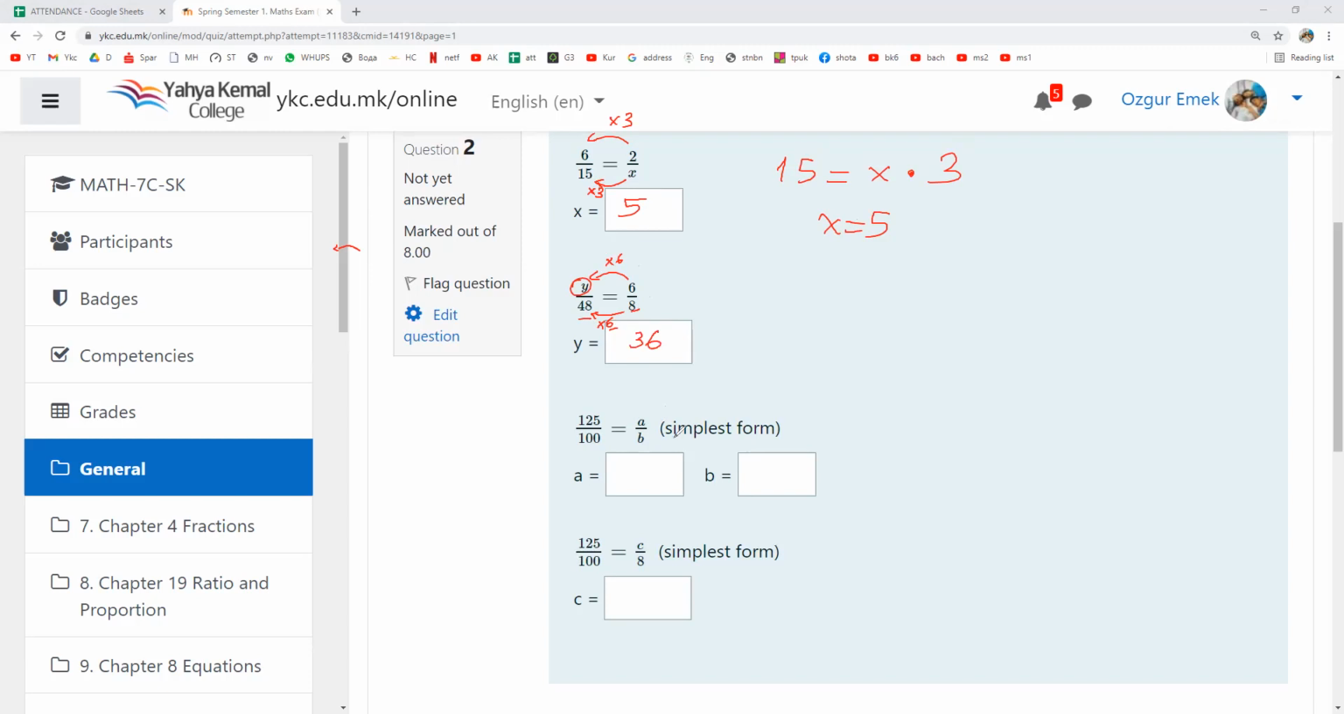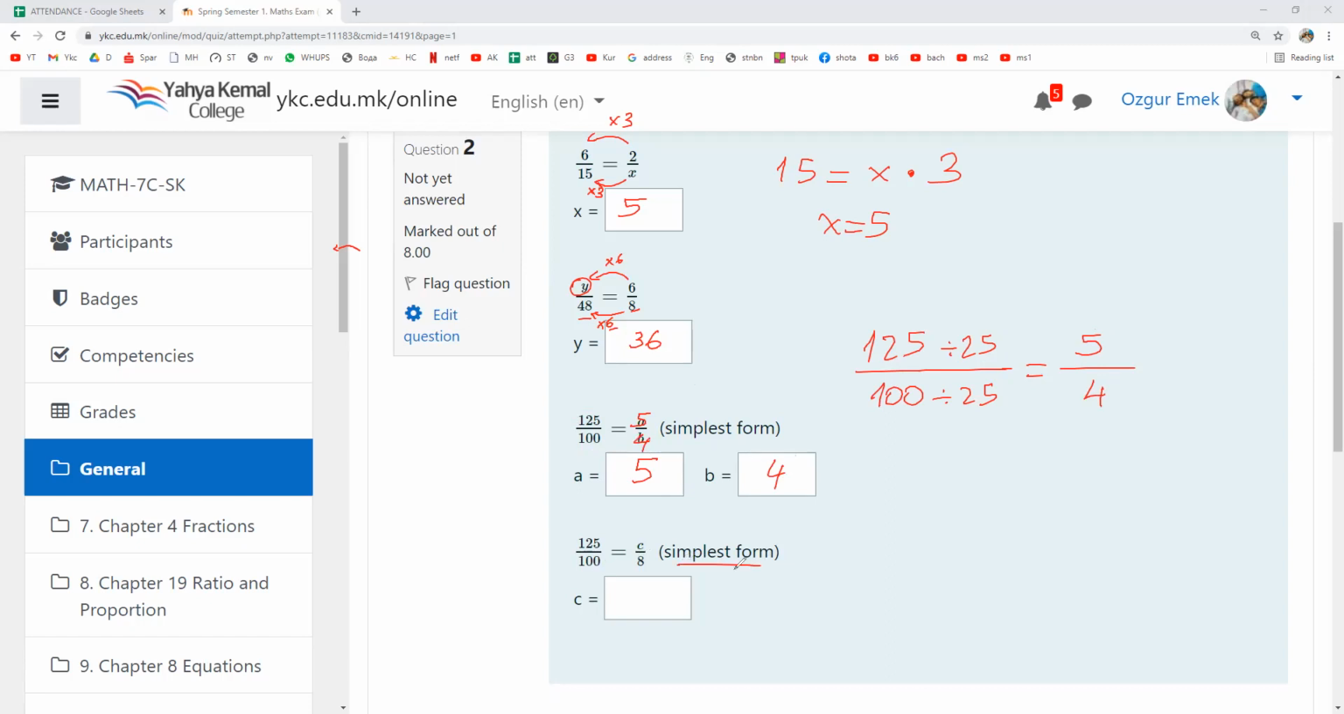Here, I'm asking you A over B in the simplest form. 125 and 100 are two numbers which are both divisible by 25. It's a very known division. 100 divided by 25 is 4. And in 125, we have 5 25s. So the answer is 5 over 4. A should be 5, B should be 4.